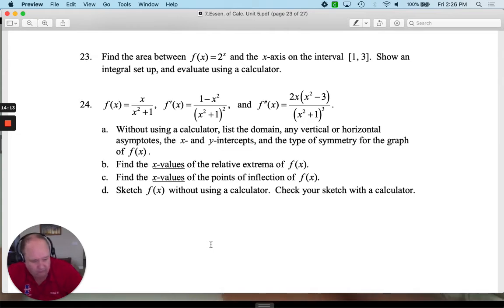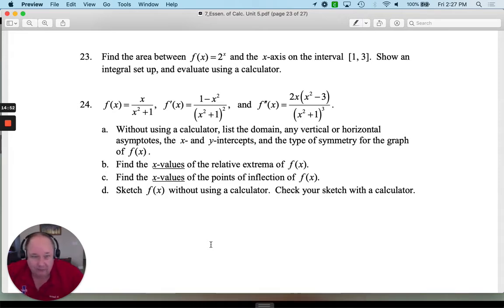You're given the first derivative is 1 minus x squared over x squared plus 1 squared. And the second derivative, which is 2x, x squared, subtract 3, again over x squared plus 1 cubed. And then there's a bunch of questions I'm going to answer. So A, without using a calculator, list the domain. So when I look at the denominator, x squared plus 1, it's all real numbers. So x squared plus 1, there's nothing that will make that 0. So that means the domain is all real numbers.